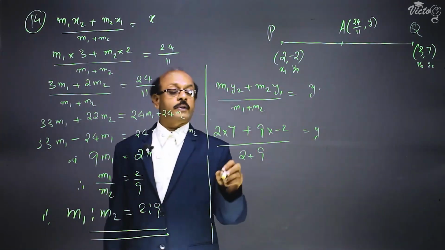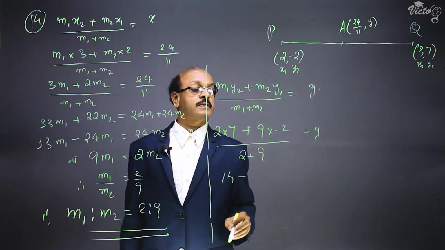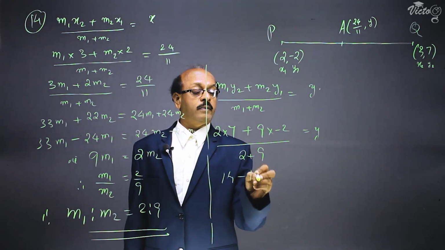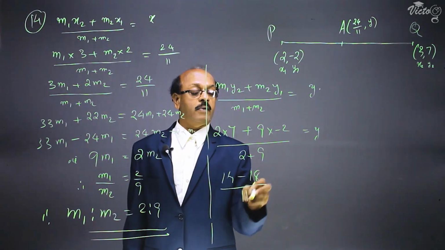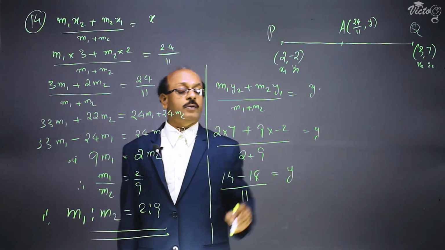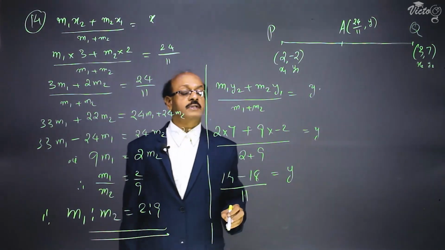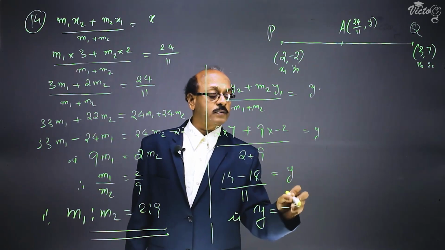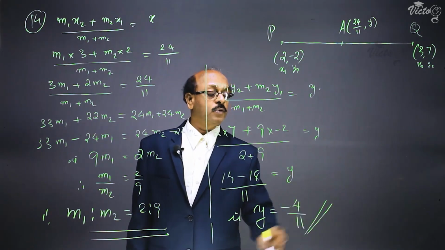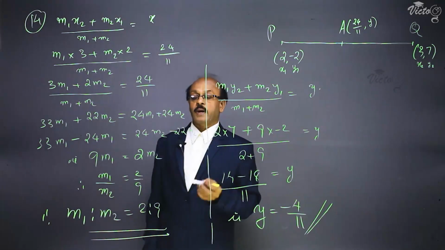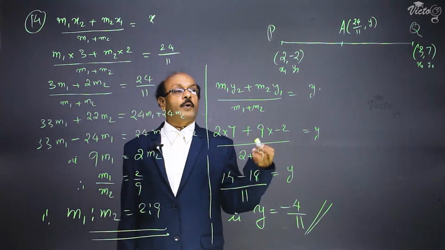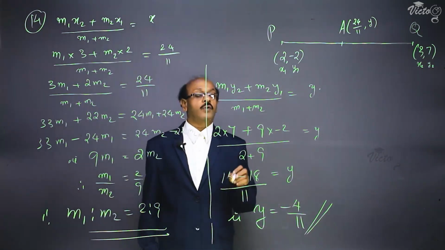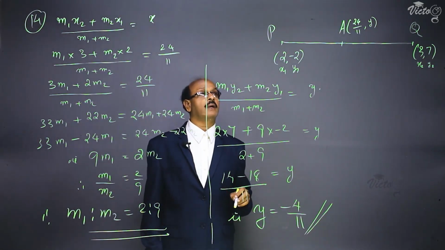2 into 7, 14, minus 9 into 2, which is minus 18, divided by 11 is the y value. 14 minus 18, which is equal to minus 4. That is, y is equal to minus 4 by 11. So we obtained the two parts. The first part is the ratio of the point of division, m1 is to m2, and the value of y is minus 4 by 11. Okay.